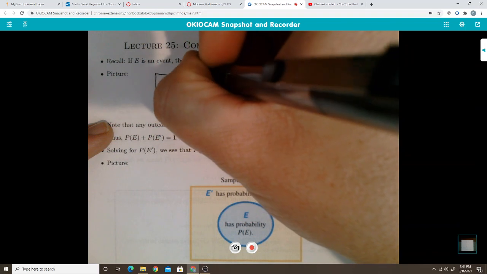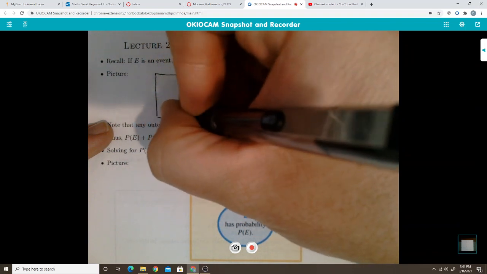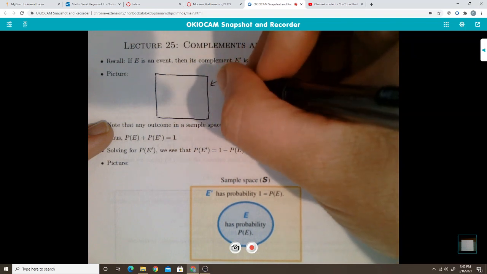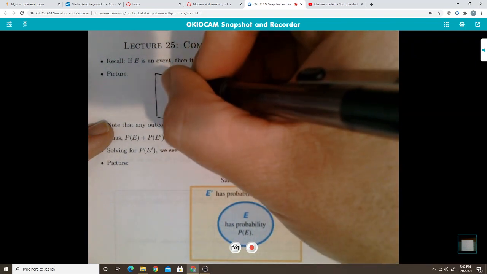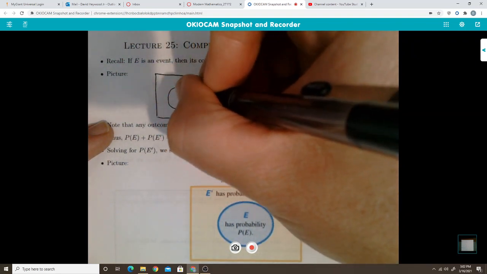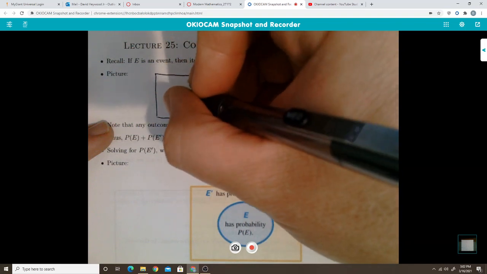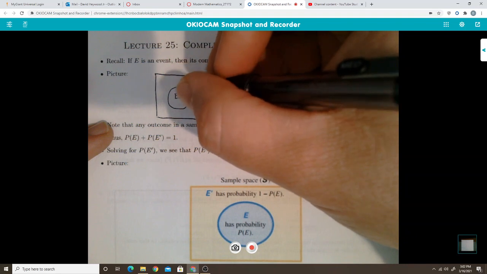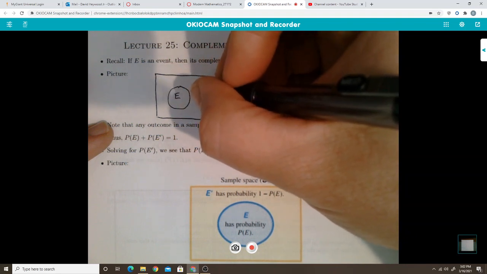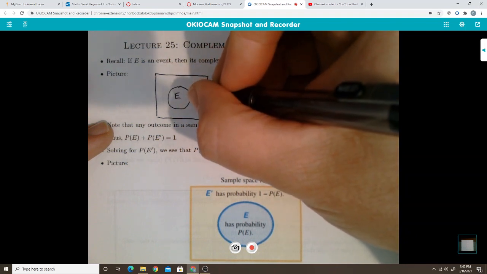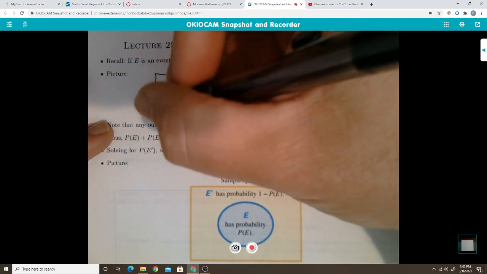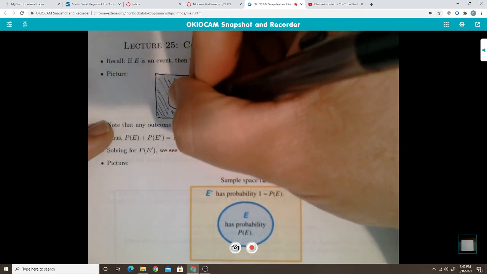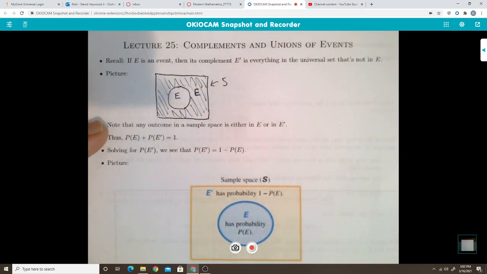So you have your universal set here, which now we're just thinking of as the sample space S, okay? And then you have some event inside of your sample space that we'll call E. And then everything else that's in the sample space but that's not in E is E complement, right? E complement is all of this stuff out here. All right, so that's E complement.